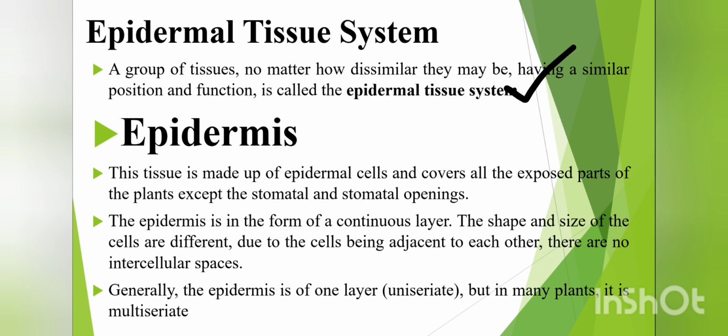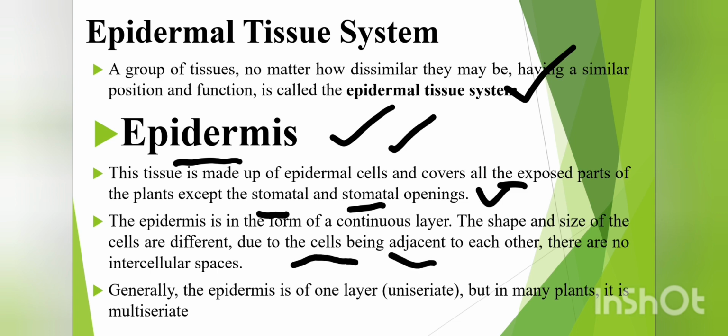Under the epidermal tissue system, the epidermis is present. It is the tissue made of epidermal cells and covers all the exposed parts of the plant except the stomata and stomatal openings. The epidermis is in the form of a continuous layer. The shape and size of the cells are different due to the cells being adjacent to each other. There are no intercellular spaces. Generally, the epidermis is one layer, uniseriate, but in some plants it is multiseriate.